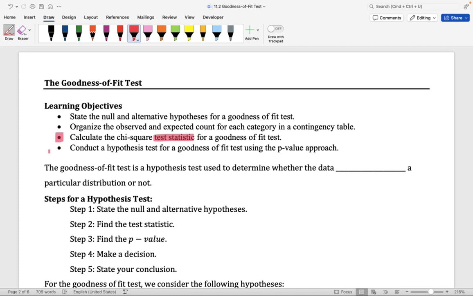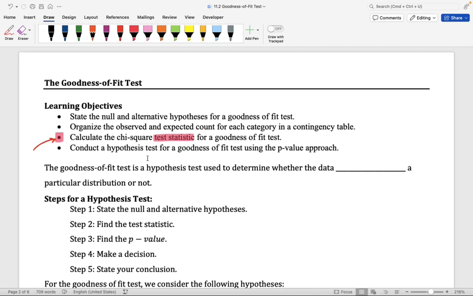Now, your last learning objective is to be able to conduct the hypothesis test for a goodness of fit test using the p-value approach. Once we find the test statistic, we're going to use this value to find the p-value. We're going to find the p-value using technology. So again, that is why I'm saying that most of our time is going to be spent calculating the test statistic. So when are we going to use the goodness of fit test?